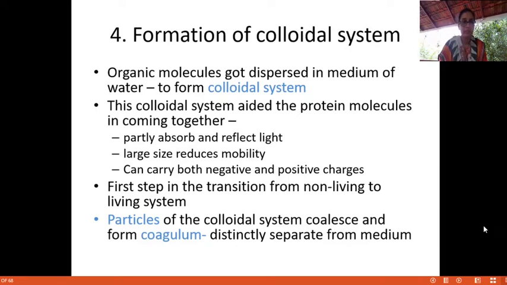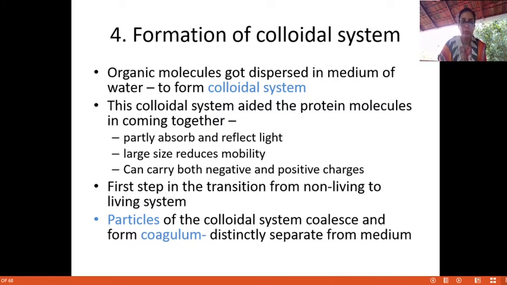This is the fourth video under unit 2 of the subject evolution. We were talking about Oparin and Haldane's theory, and we looked into the first three stages of chemical evolution according to Oparin and Haldane. So the fourth stage is the formation of colloidal system.